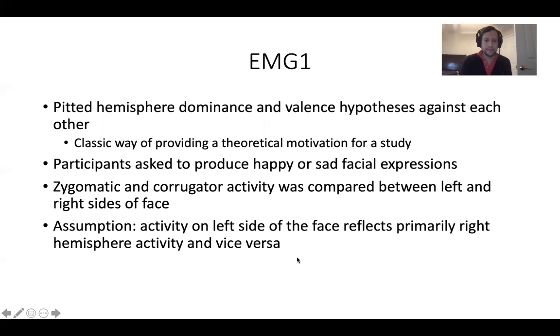And so they're using this idea while people are producing these happy and sad facial expressions. So happy would be positive, sad would be negative, to see if there are these asymmetries in muscle activity.